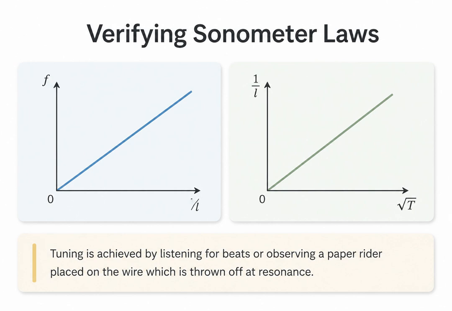To verify these laws experimentally, we can tune the sonometer wire to match a known tuning fork. We can detect perfect tuning by listening for beats or by placing a small paper rider on the wire. At resonance, the wire vibrates violently and throws the paper off. To verify the tension law, we keep the length constant and vary the weights, using an auxiliary wire to compare frequencies. Plotting our results yields beautiful straight-line graphs that confirm Mersenne's mathematical predictions.